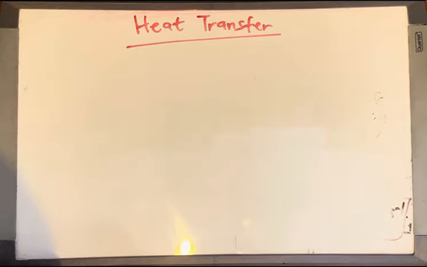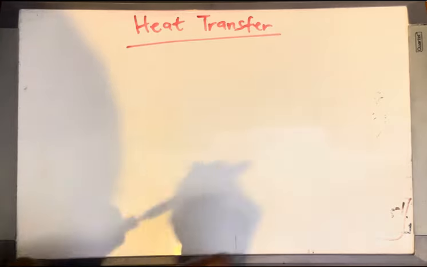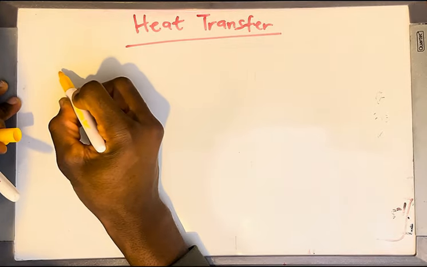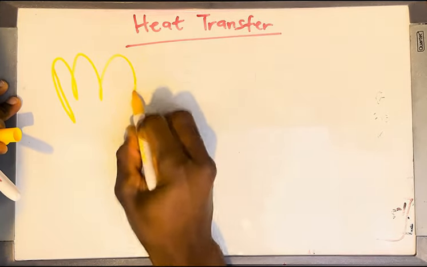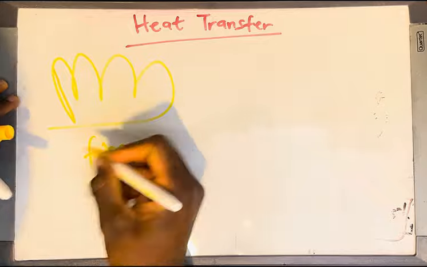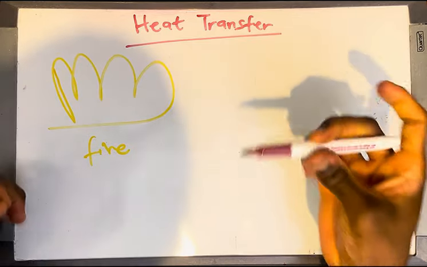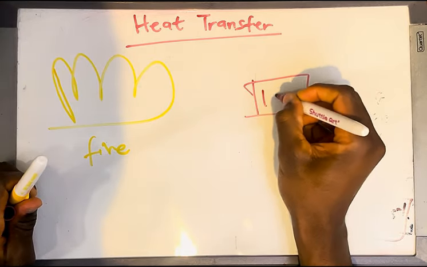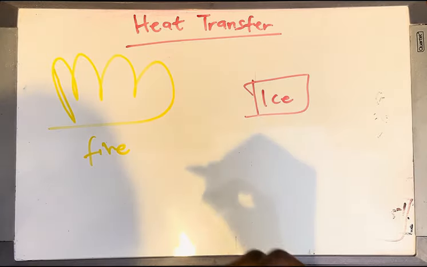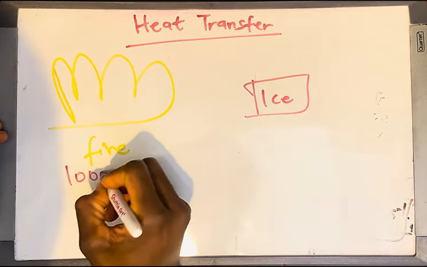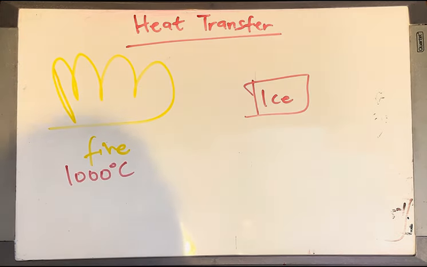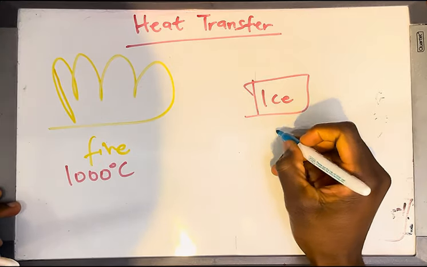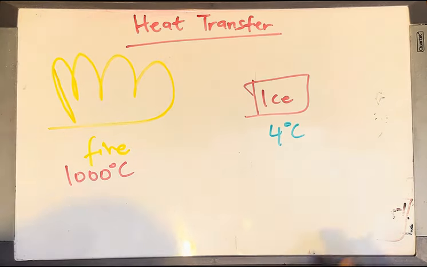Now, heat is a form of energy that travels from one point to the other due to the temperature difference between the 2 points. Imagine that there is a fire here, and then there is an ice at the opposite end. Fire is at a very high temperature, let's say 1000 degrees Celsius. And then the ice is at a very low temperature, let's say 4 degrees Celsius.